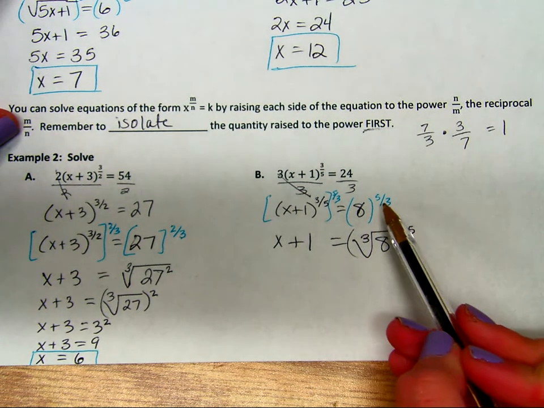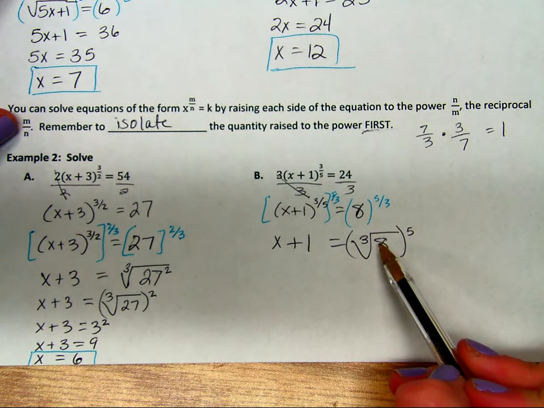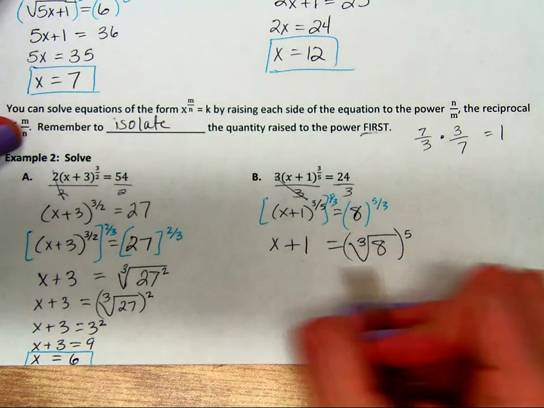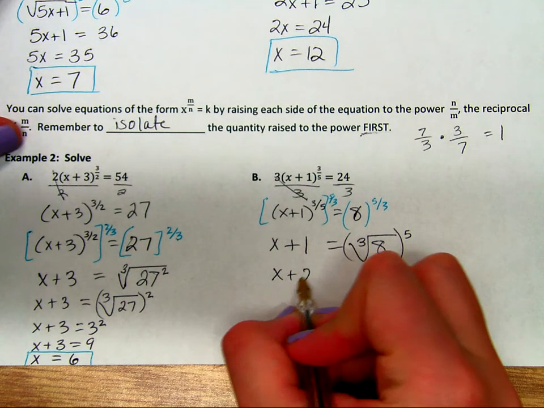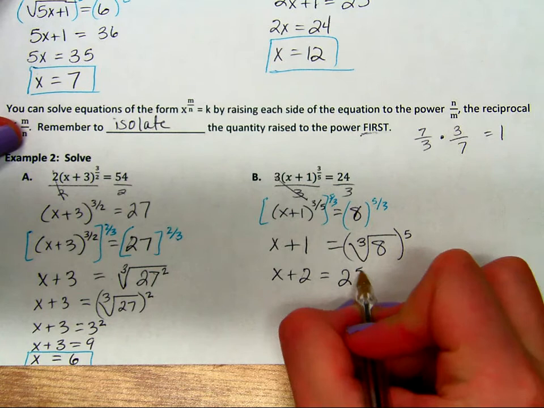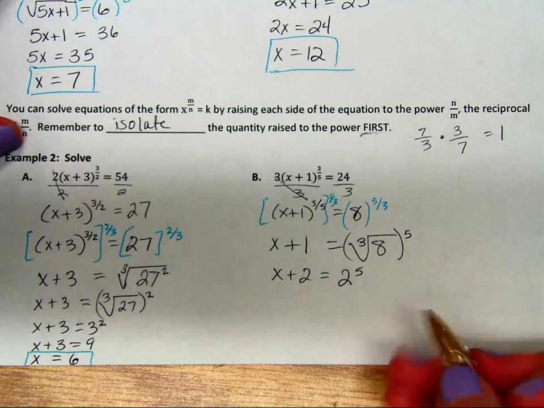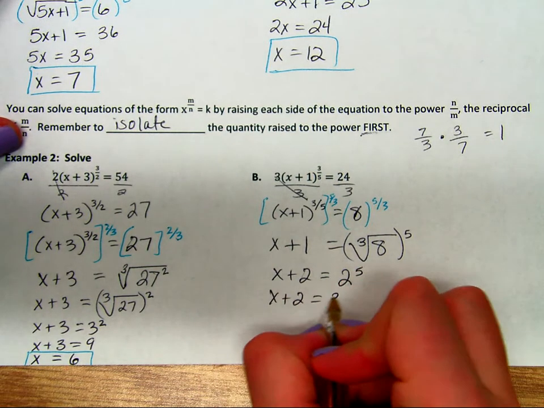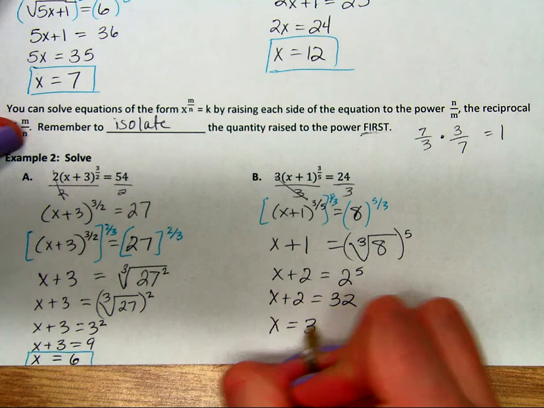So I switched from having a rational exponent to radical form. Now I know the cube root of 8 is 2. So now I'm raising 2 to the 5th power. 2 to the 5th power is 32. So I get x equals 30.